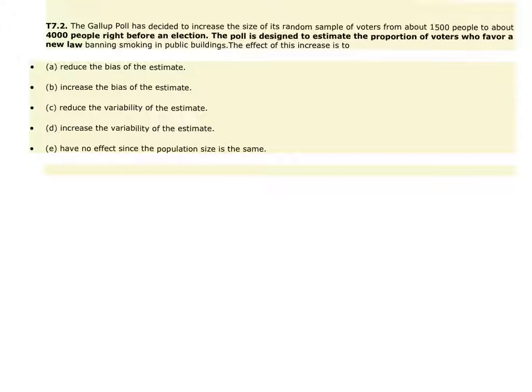Overall, what they are doing is increasing their sample size from 1,500 to 4,000. When you increase sample size, the reason you do that is letter C, to reduce the variability of an estimate. It's very important that you make the connection that a larger sample size gives you lower variability. By the way, variability is another word for your standard deviation or your spread. This concept will be used for the remainder of our book.